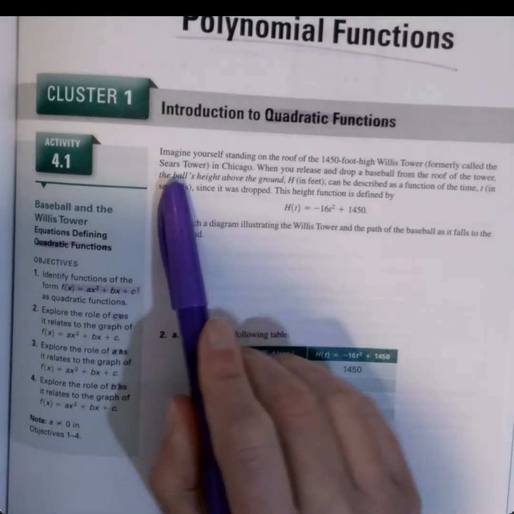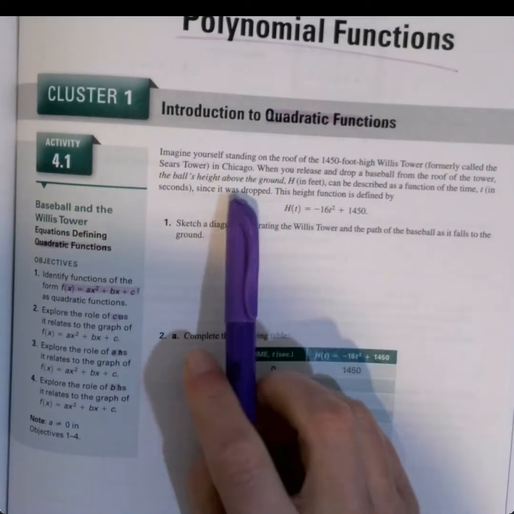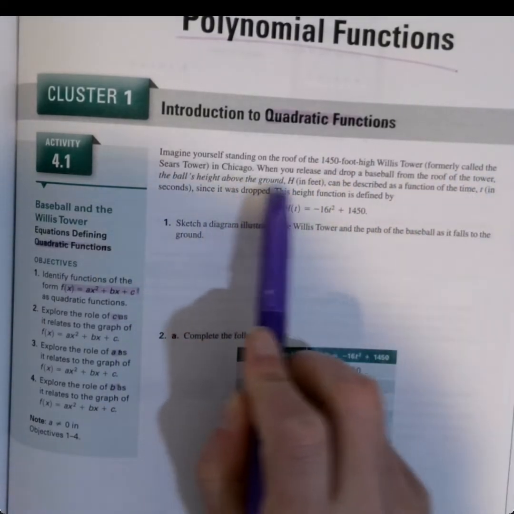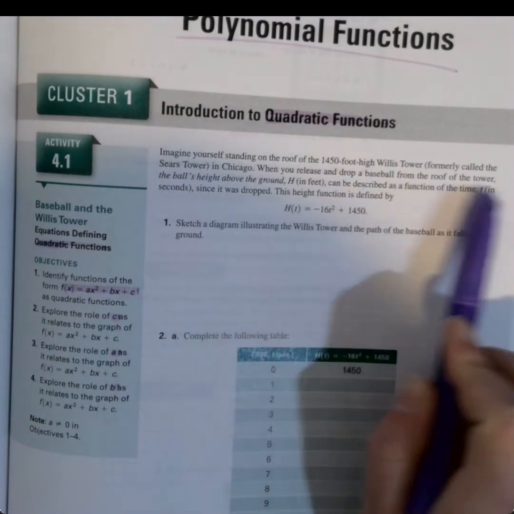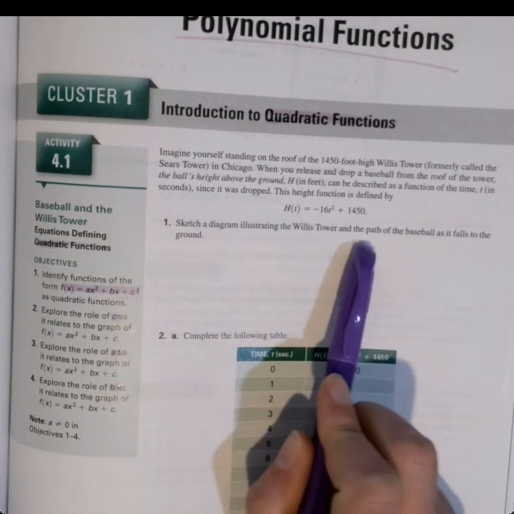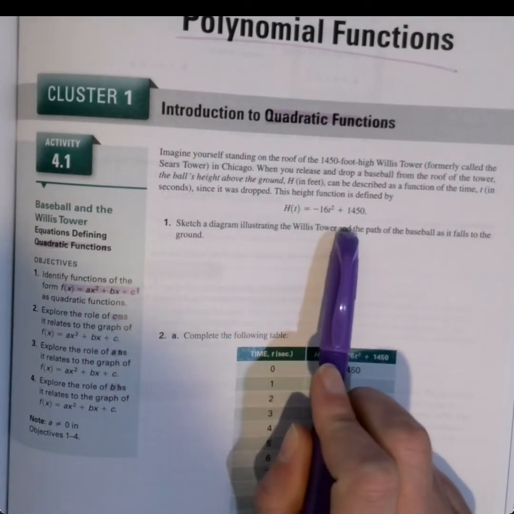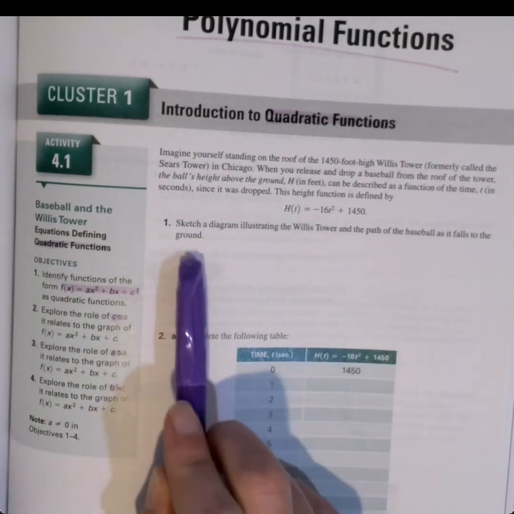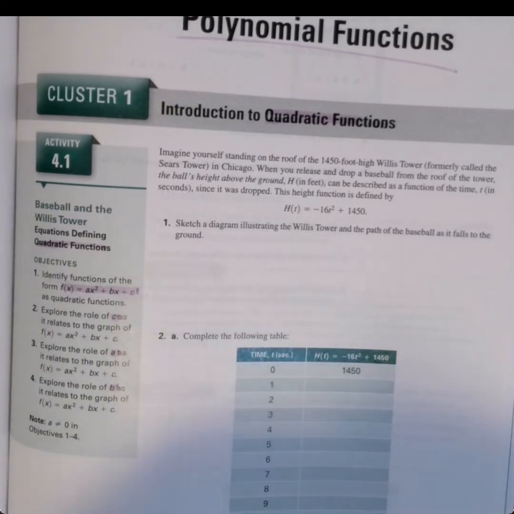All right, so to begin, we're imagining that we're sitting on the roof of the Willis Tower in Chicago, and we're going to drop a baseball from the roof of the tower. And the height of the ball above the ground can be defined by this function, negative 16t squared plus 1450. Sketch a diagram illustrating the path of the baseball as it falls to the ground.